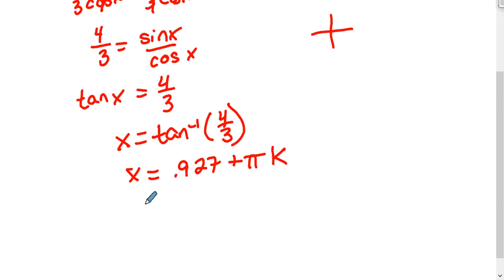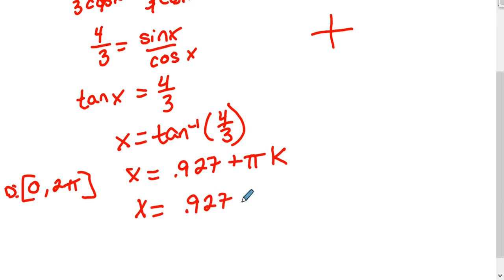If they just asked between 0 and 2 pi, if I restricted the domain, if I said my domain was restricted from 0 to 2 pi, then it would be 0.927. Then I'd add this pi to that, so I'd add that 3.14, which would give me 4.07. If I added pi to that again, now I'm too far. I'm past 2 pi, which is 6.28. So then I would be over it.